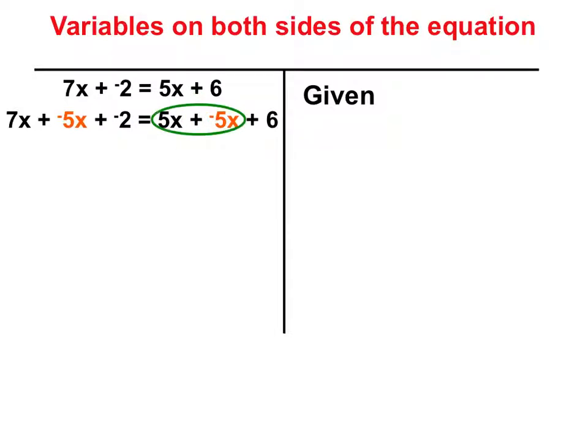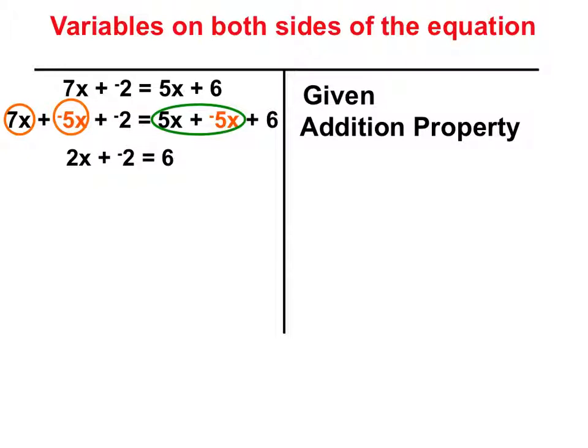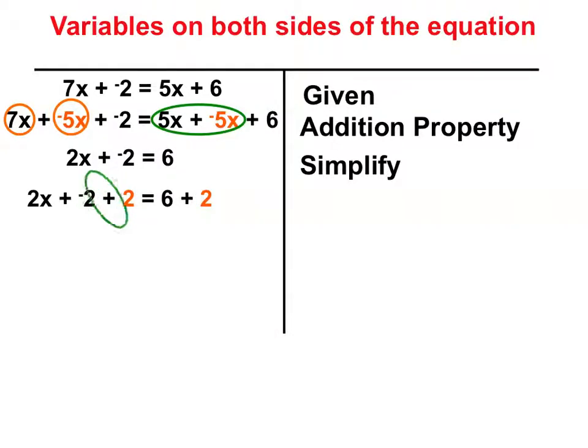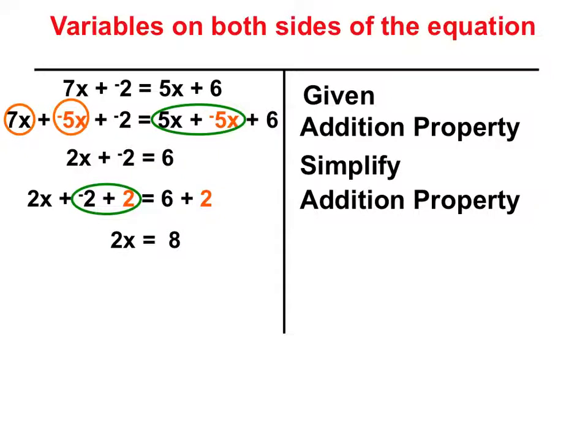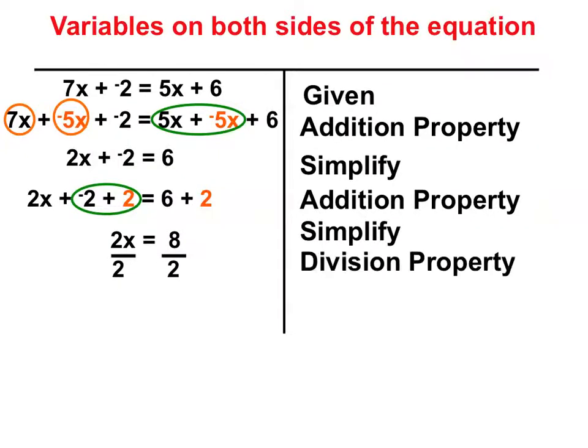Notice in this situation I did minus 5x to both sides. That means that on the right, the 5x minus 5x becomes a 0 pair, and on the left, the 7x plus negative 5x equals 2x. And now we're left with an equation that we can solve just simply by doing a two-step equation. So we use the addition property a second time. We get a 0 pair, and then 6 plus 2 is 8. And we use the division property to divide the 2x into two equal groups to get an x by itself, and then we get our answer, x equals 4.